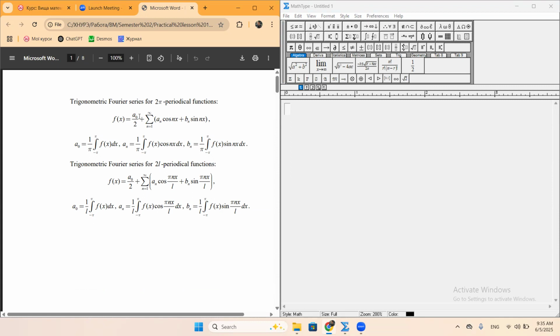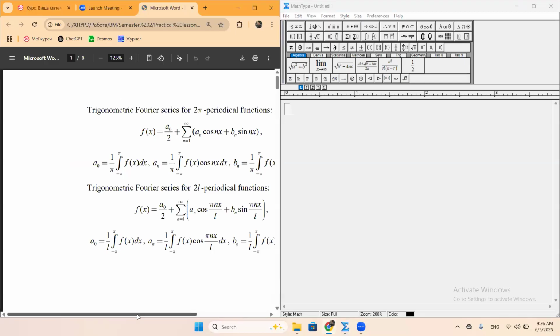So this is the zero term divided by 2 plus sum from 1 to infinity an multiplied by cosine of nx plus bn multiplied by sine of nx. And how to find these terms, coefficients of this series.